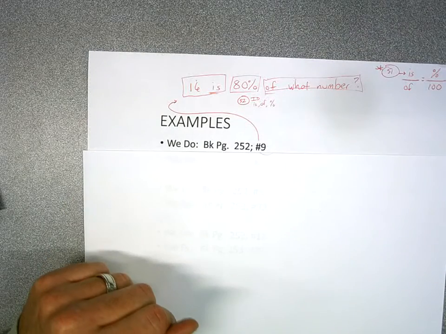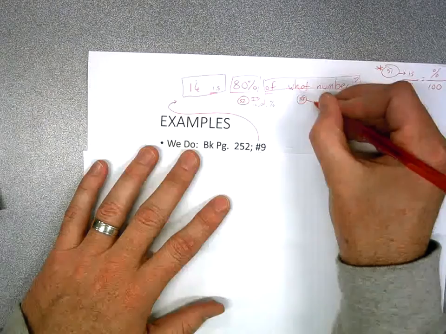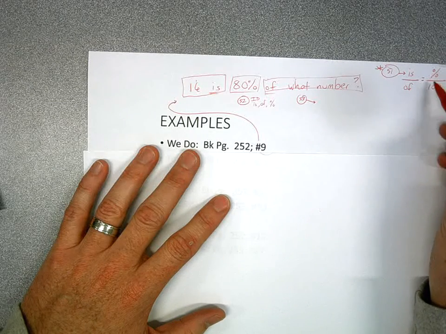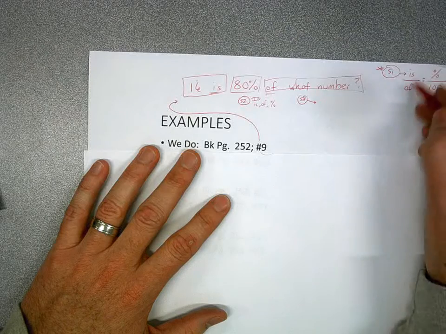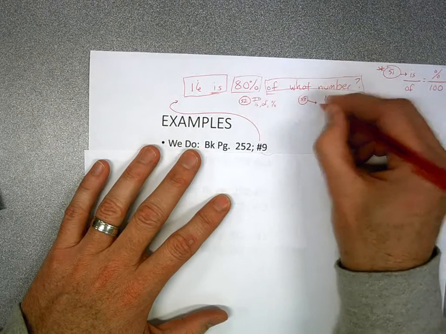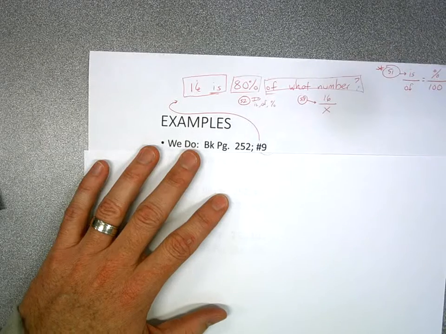So when it comes to step 3, we're going to use this to set up our proportion correctly. Here we go. Is over of. Is 16. The of, I don't know. Our unknown, we're going to use the variable x.